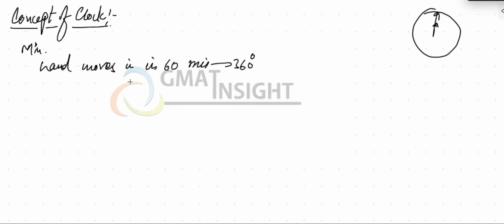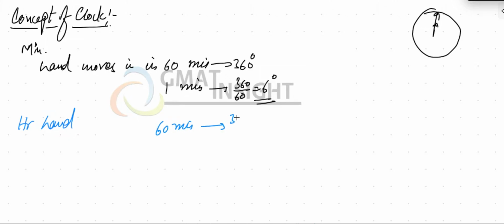360 degrees. That means in 1 minute, by how many degrees does the minute hand move? Then the answer is 360 divided by 60, which is equal to 6 degrees. That's the first piece of information. Now, the second piece of information is the hour hand movement. So in 60 minutes, by how many degrees does the hour hand move?